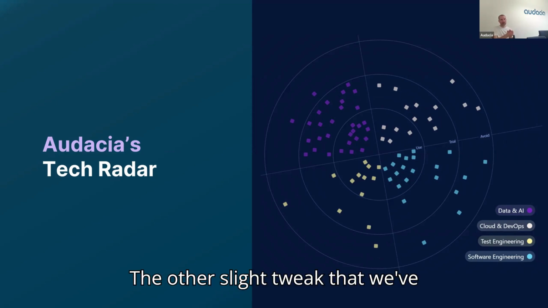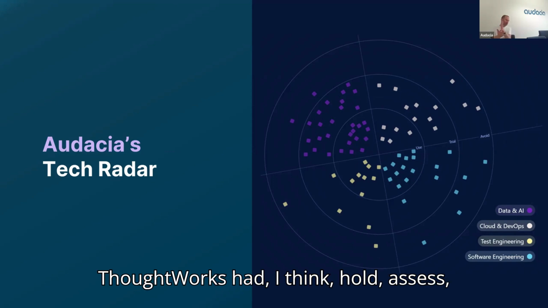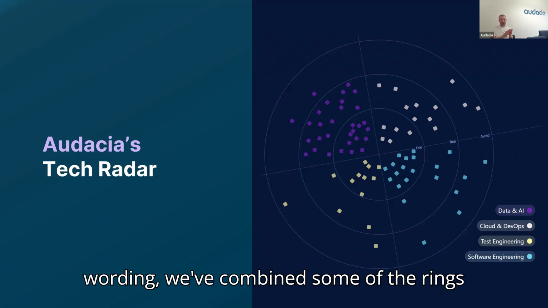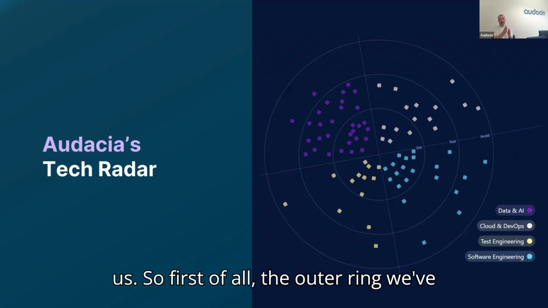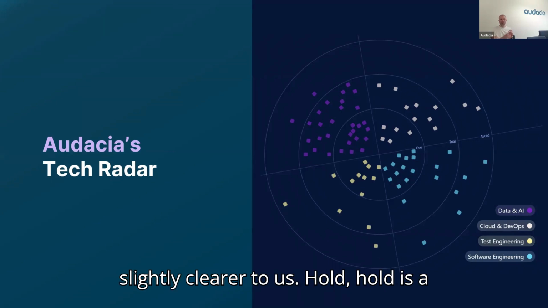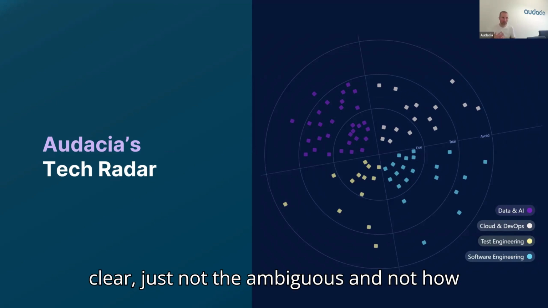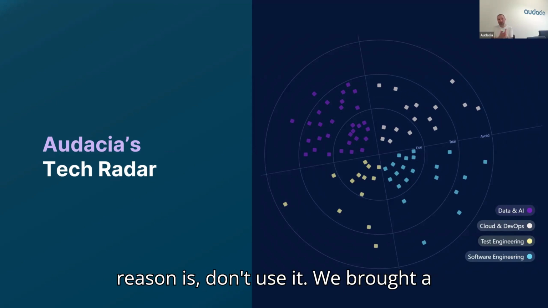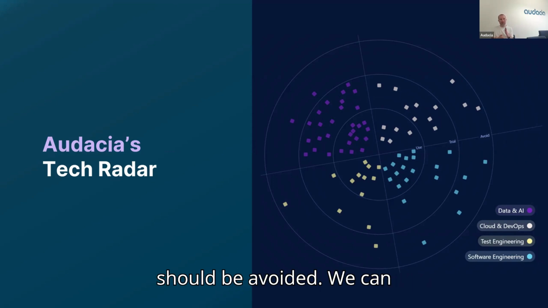The other slight tweak that we've done to the ThoughtWorks radar, so ThoughtWorks had, I think, hold, assess, trial, use. We've tweaked some of the wording, we've combined some of the rings just because it simplified it a little bit and made a little bit more sense for us. So first of all, the outer ring we've called avoid. It just seems slightly clearer to us. Hold didn't feel as clear, it just felt a little bit ambiguous about how I'm supposed to interpret this. Avoid is very clear: don't use this, whatever the reason is, don't use it. We'll add a narrative within each blip as to why it should be avoided.